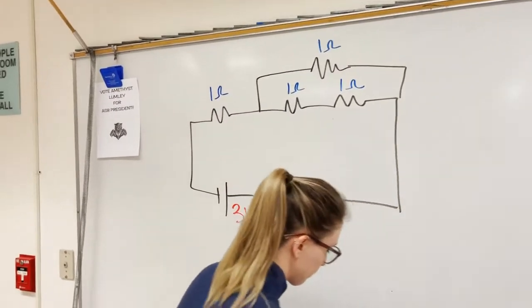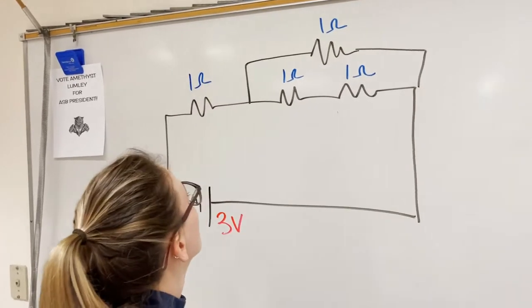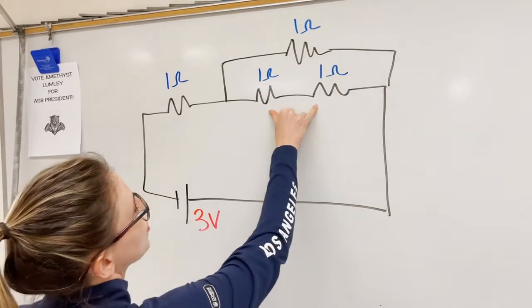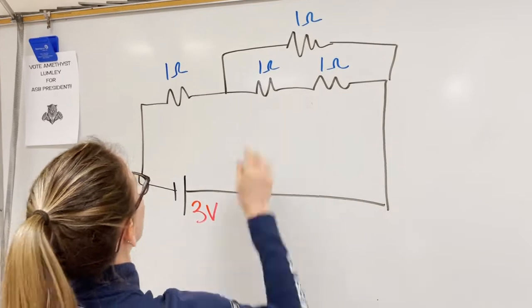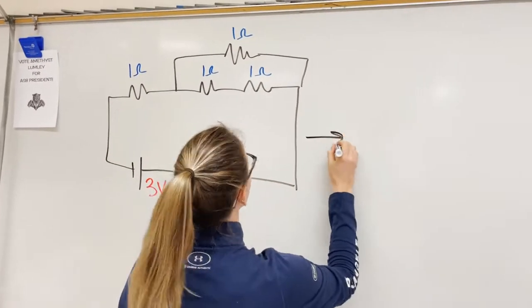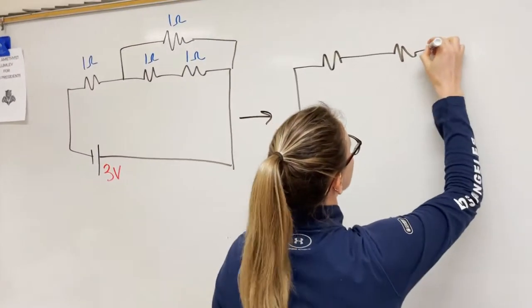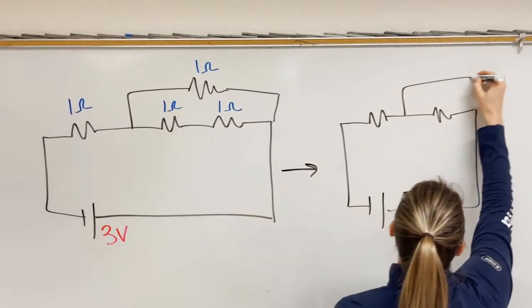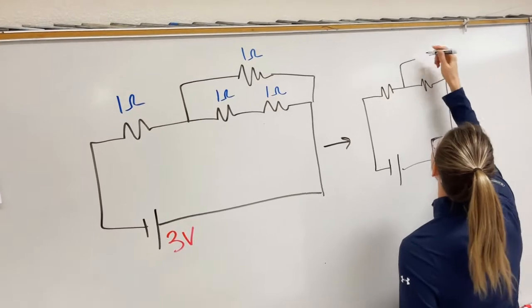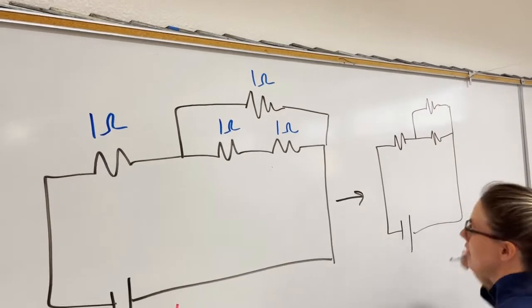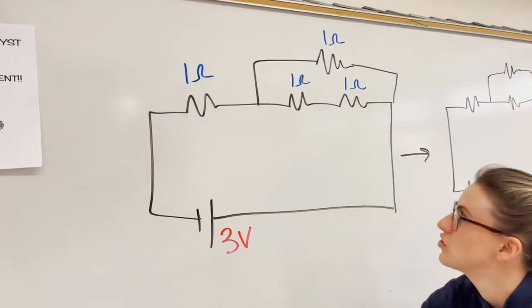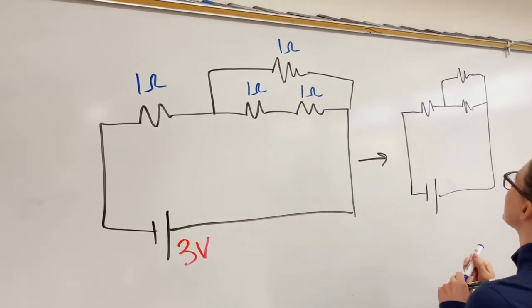All right, what can we reduce? What can we get rid of first? What can we simplify? I'm gonna actually simplify these two first. Okay, so let's go ahead and make it look like this. Battery, 1, 2. Like that. And these two are in series, right?